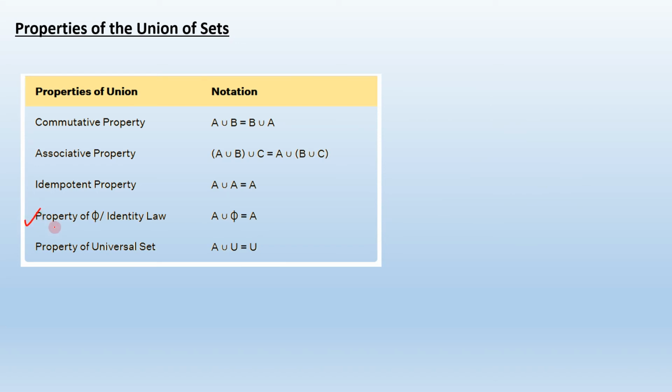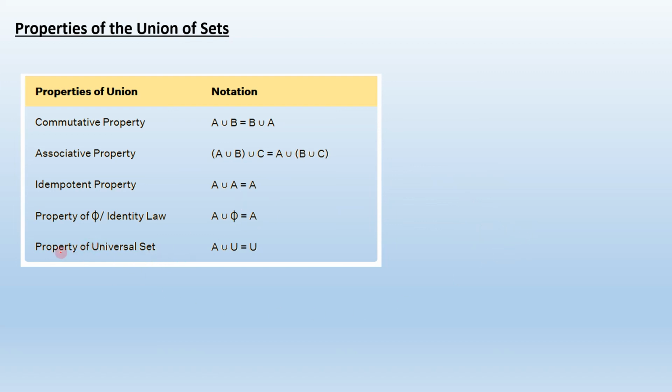Another property is called property of phi or identity law. This property states that A union phi is equal to A. As we know, phi is an empty set, so determining union of an empty set with a given set will result in the same set. So obviously, if we have set A having elements 1, 2 and we have an empty set, the union of these two sets will be obviously set A.